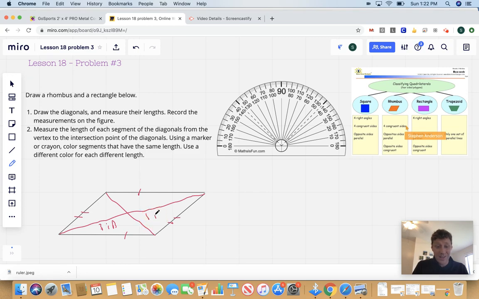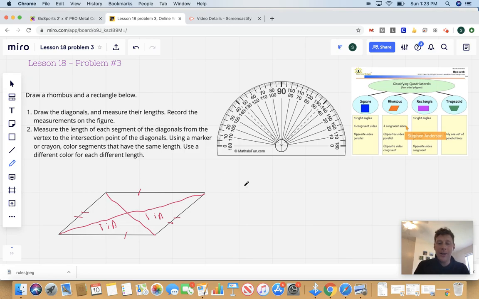And since it's a rhombus, this side must also be 1 inch, and this section here will also be 1 inch. So you have 1 inch by 1 inch, 1 inch by 1 inch, because remember, in a rhombus, all four sides are congruent. They have the same length. Okay, so that is our rhombus.